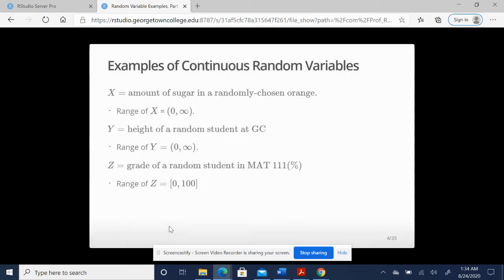So what are some examples of continuous random variables? The amount of sugar in a randomly chosen orange. The range of that amount of sugar can be anywhere from 0 on up to infinity. The height of a random student at GC. The range of that height can be anywhere from 0 to infinity. The grade of a random student in Math 111 based on a percentage. The range for that grade is from 0 up to 100.